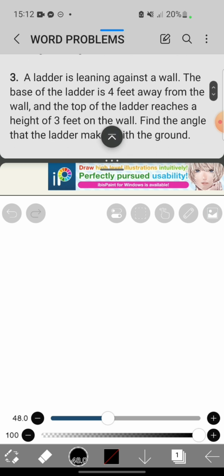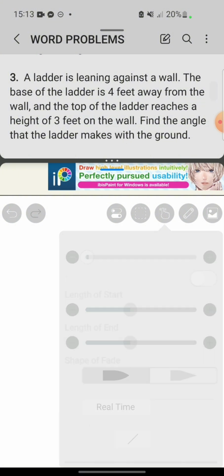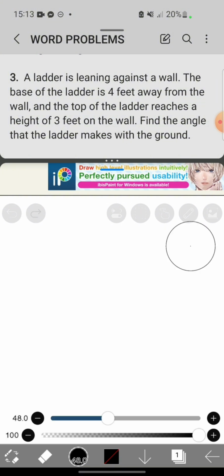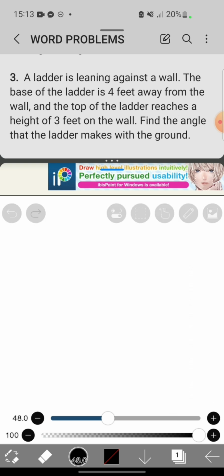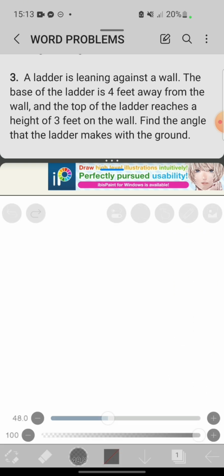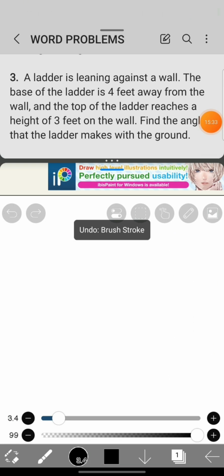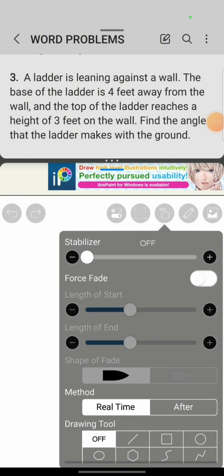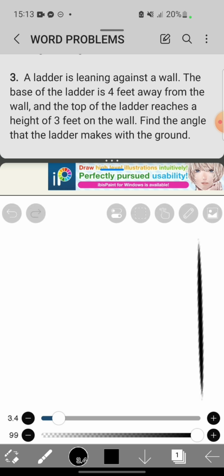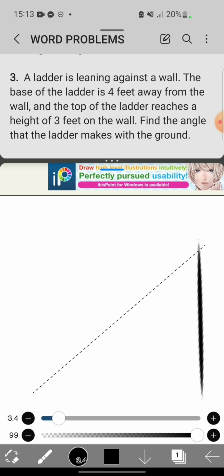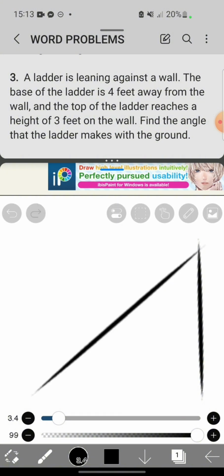So let's first draw this problem. This is the wall, and this is the ladder, and this is the base.